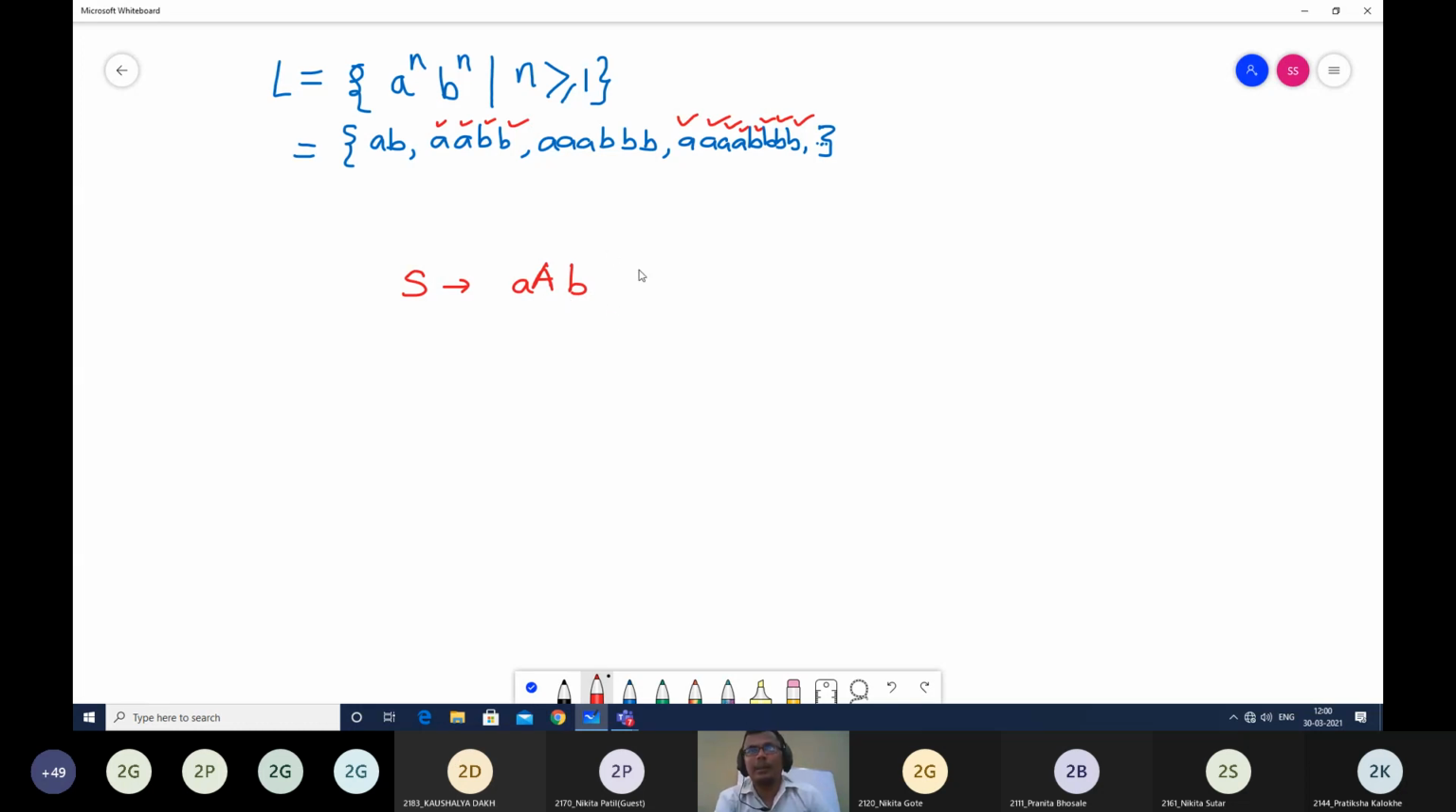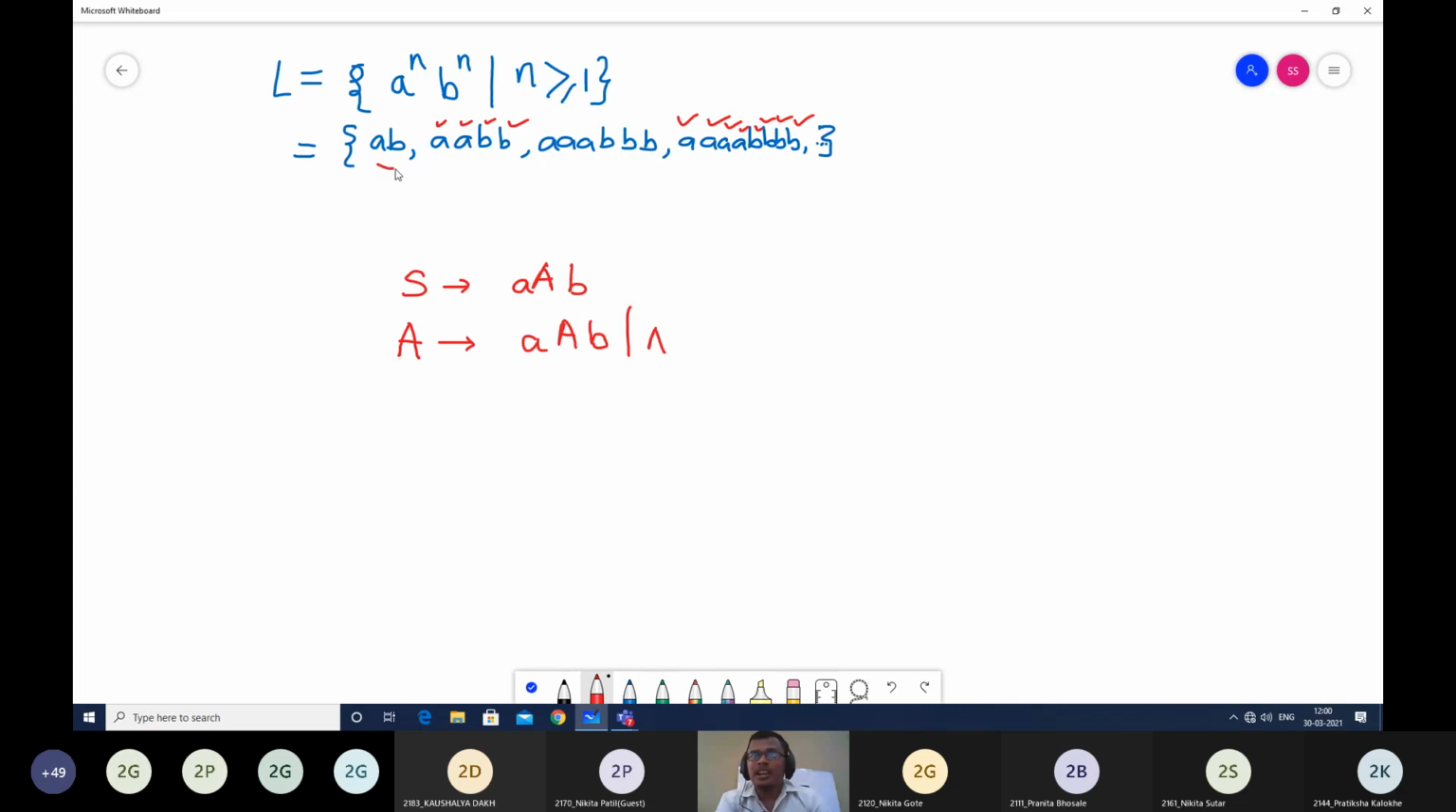Are you getting this? Now I will not apply null directly over here. Rather, I'll write another production rule here, that is A gives a, capital A, b or null. Now what will happen due to this? Minimum one a and minimum one b will always be applied, because I will start from the starting symbol of the grammar. The first production rule that I'll apply will be S gives a A b. So minimum one a and one b will be applied.